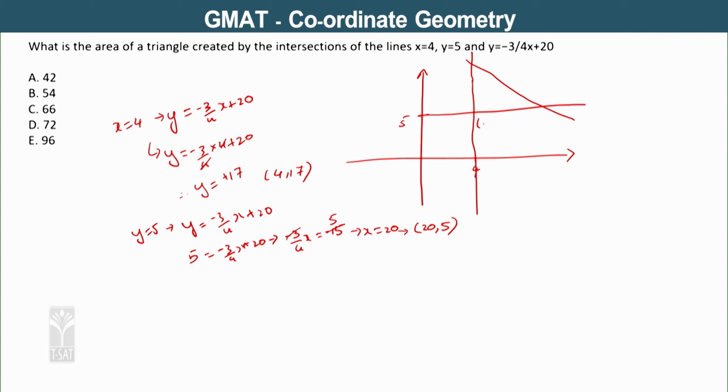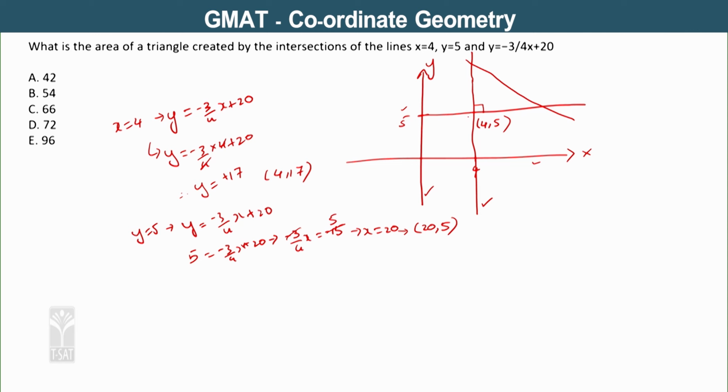And this point here, the intersection is 4 comma 5. It is the intersection of line x is equal to 4 and line y is equal to 5. Okay. So, now we need the area of the triangle. This is perpendicular to this. The line x is equal to 4 is parallel to the y axis and y is equal to 5 is parallel to the x axis. Therefore, these two lines will also be perpendicularly intersecting each other.